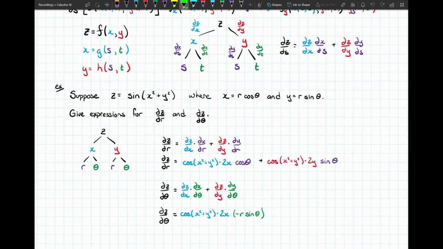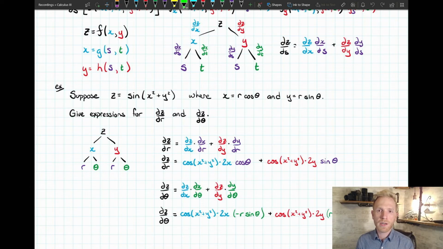And then once again, we have the partial derivative of z with respect to y. That hasn't changed since we calculated that same thing in del z by del r. But this time around, we're going to be taking the partial derivative of y with respect to theta, treating r as a constant. And that's going to get us del y by del theta equals r cosine theta.